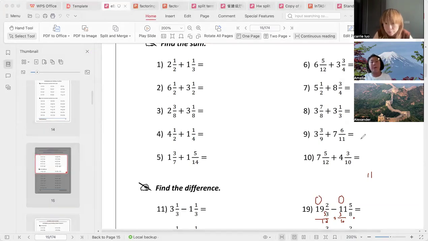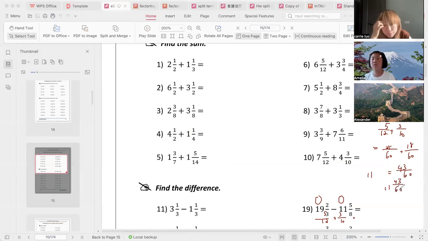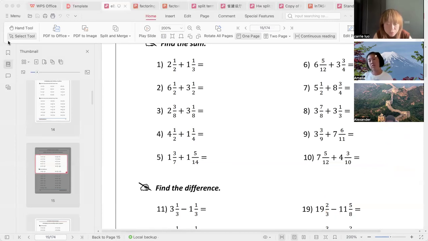Let's take a look at this one. So 5 over 12 plus 3 over 10. Alex, we're waiting for you. So it equals what? 25 over 60 plus 18 over 60, equals 43 over 60. So 11 and 43 over 60. You understand? It's 5 over 12 plus 3 over 10, okay? It's not minus. I don't know how you got this number.